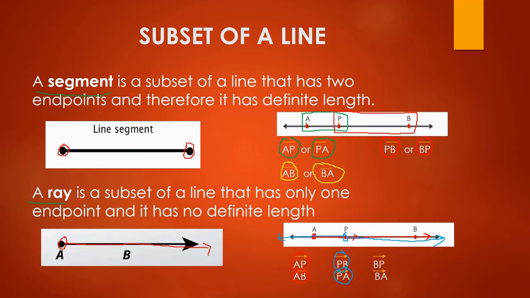How about point B? Can we form a ray out of point B? Yes. We have ray BP and ray BA. Okay? Ang tanong, parehas ba yung ray PB at saka ray BP? No. Why? Because they have different endpoint. So, magkaiba ang endpoint nila. Yung isa B, yung isa ay P.